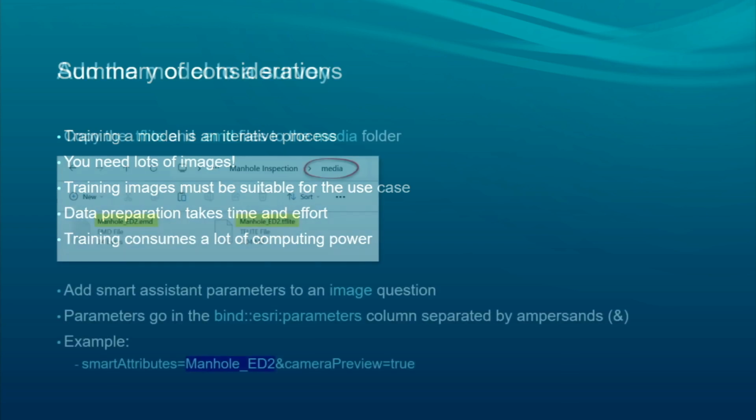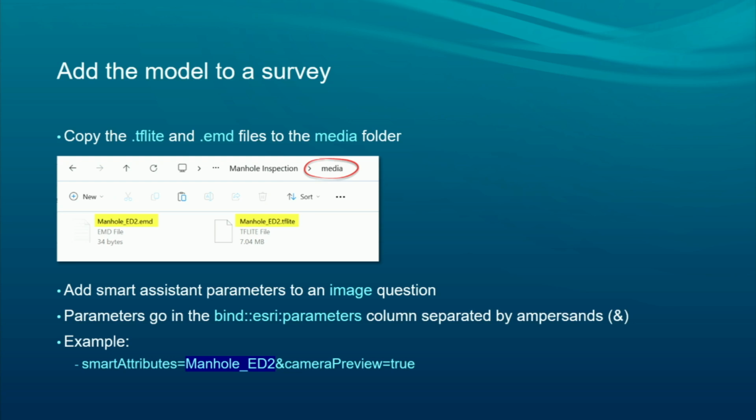Let me just forward on here. Okay, so once you've run the model, you'll get this output, which is a TF-Lite file and a .emd file. That's the metadata file. You just copy these to the media folder, and now you're ready to configure the questions in your survey.